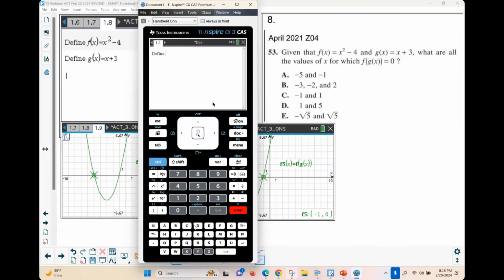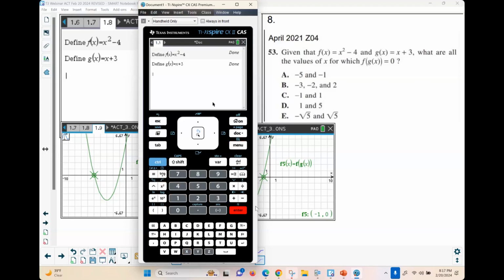And I'm going to define, and I'm going to type in f parentheses x equals, and then I'll type in, as you see it, x squared minus 4. And then I'm going to define g of x as it is there, x plus 3.